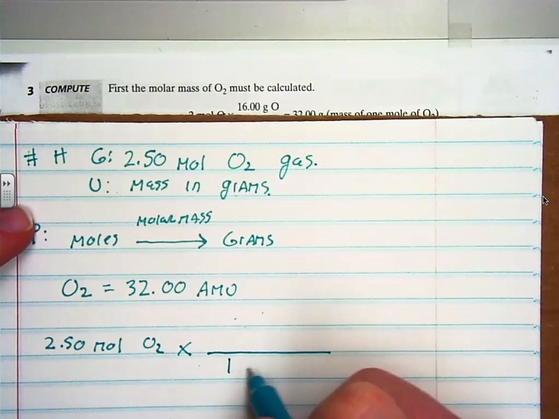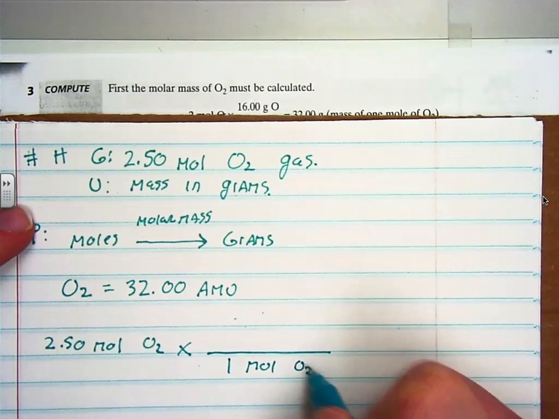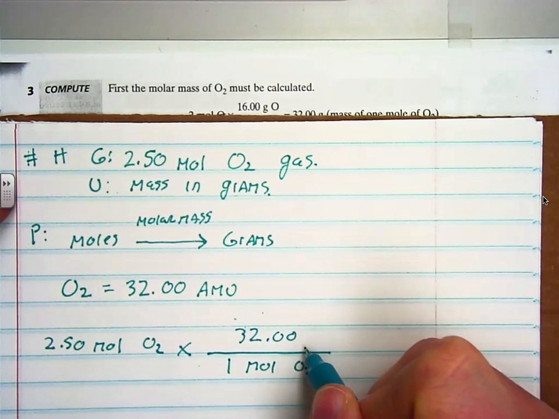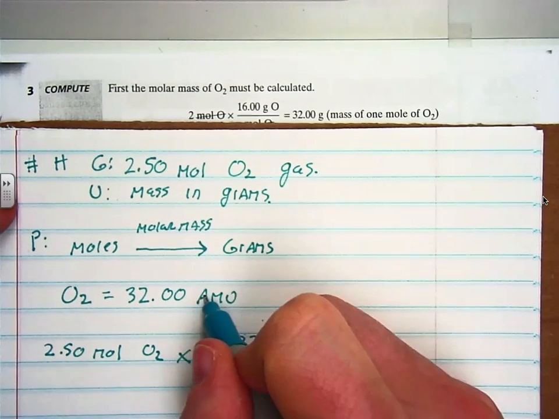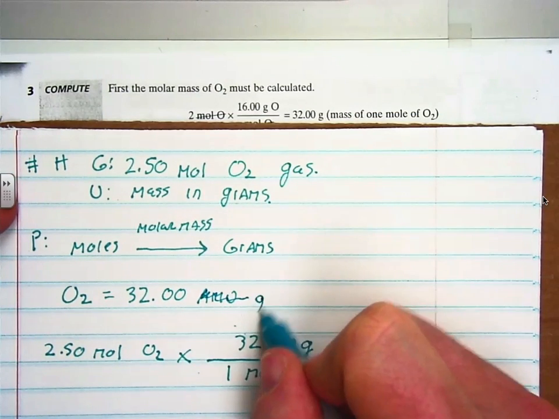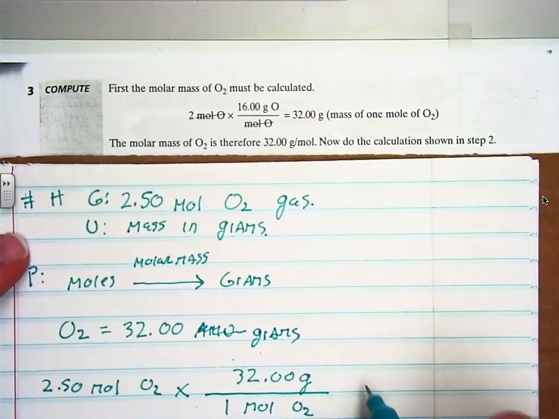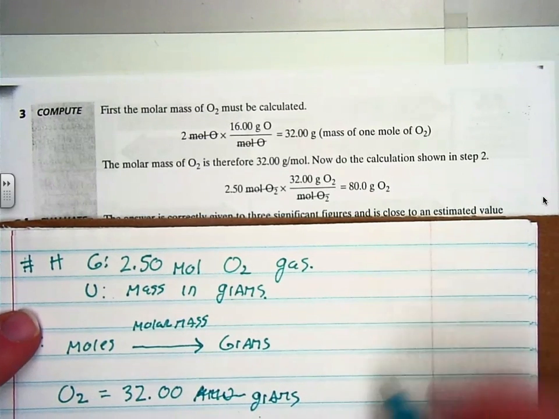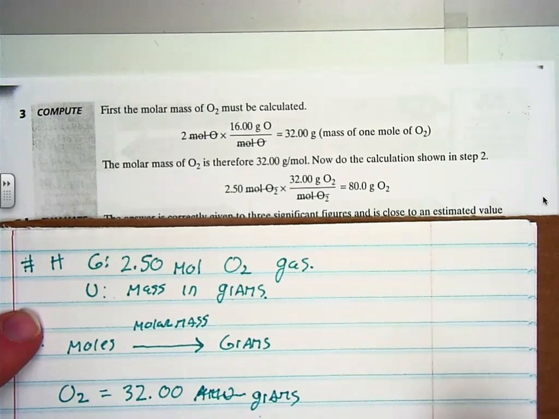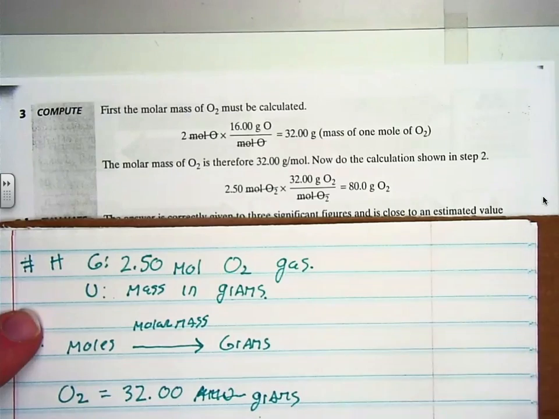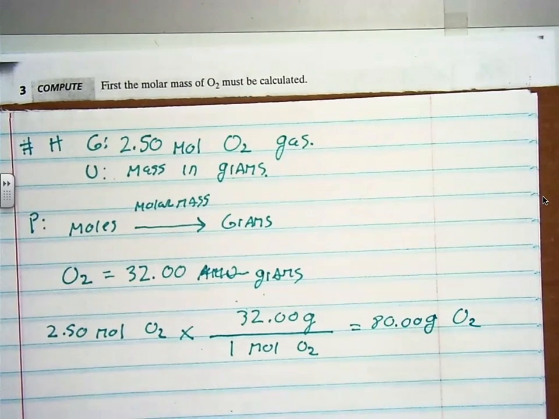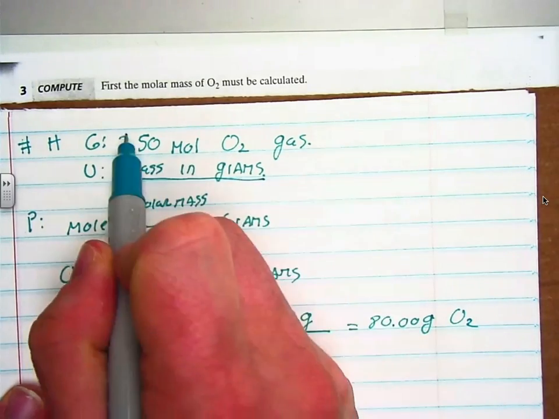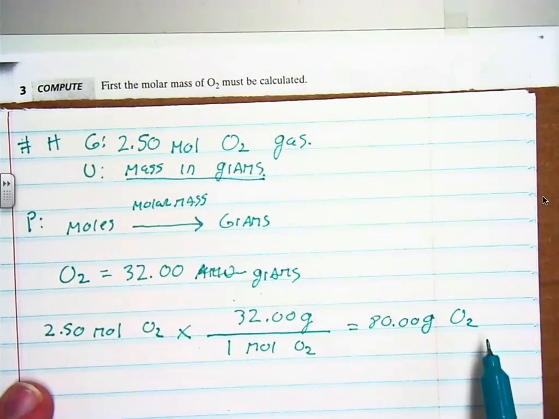And we know that 1 mole of O2 is equal to 32.00, sorry, grams. Did I say AMU? Grams. And we do our math, and what do we come up with? We come up with 80 grams of O2, just like that. So that's how we found the mass in grams of 2.5 moles of O2 gas.